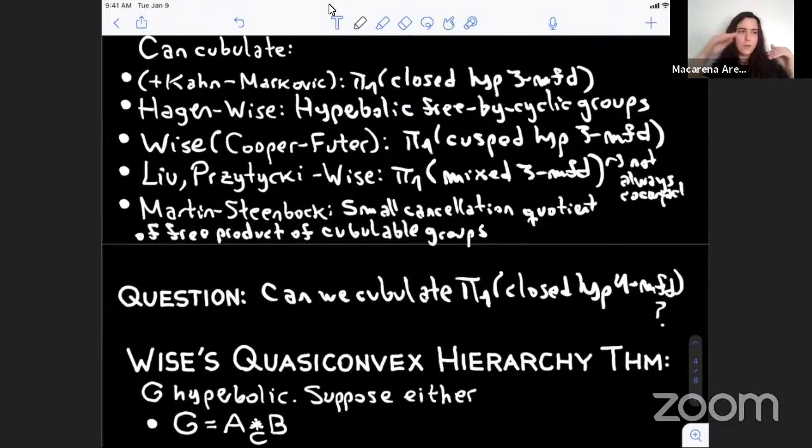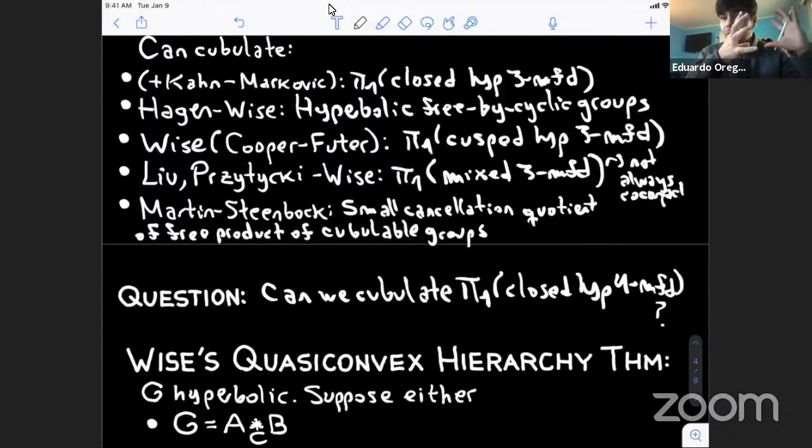But I think it's known that there are examples of cubulated groups whose cubical dimension differs from its cohomological dimension by as much as you want. Okay, yeah. Usually the cubical world is not the same as the usual CW complex world.